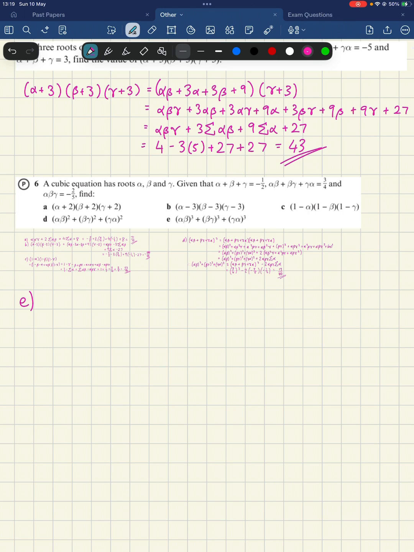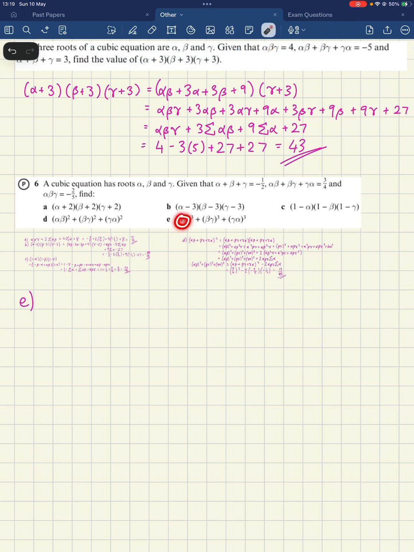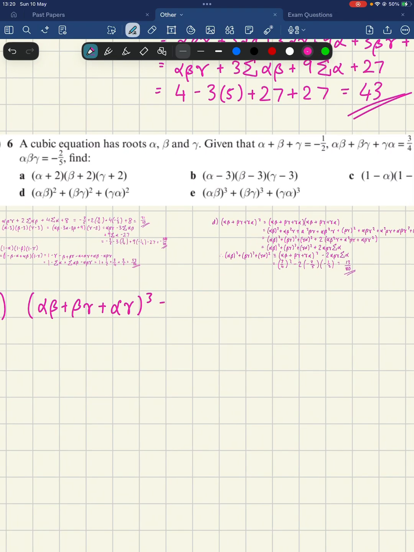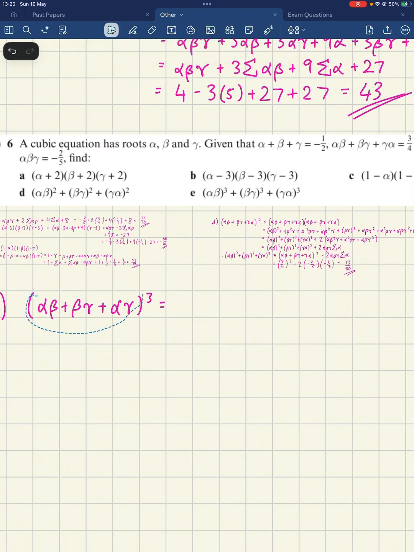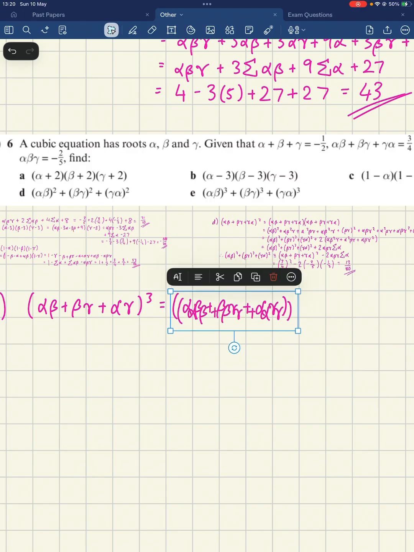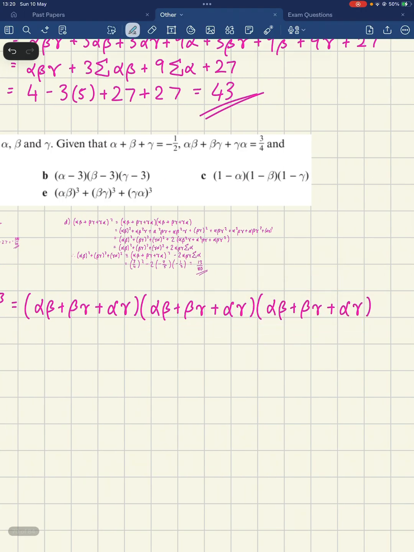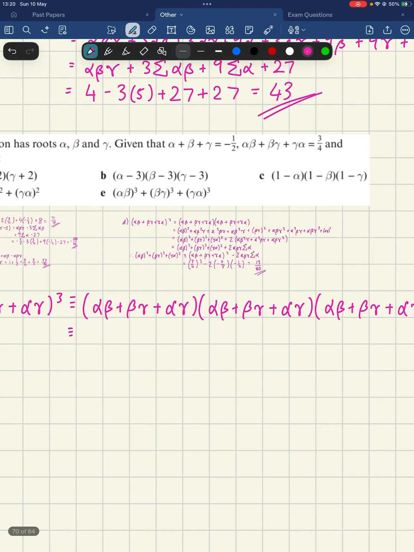Alright, so the same sort of idea here. Here we've got them all cubed. So let's look at the sum of all of them cubed. So let's take a look at (alpha beta plus beta gamma plus alpha gamma) all cubed. Right, this is going to be this bracket multiplied by itself 3 times. Without any further ado, let us get to expanding.